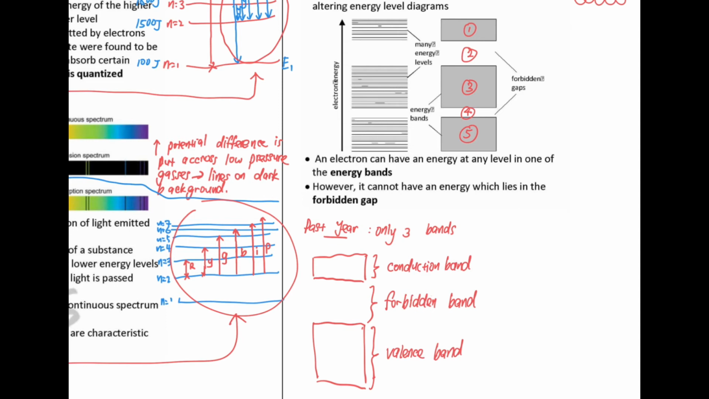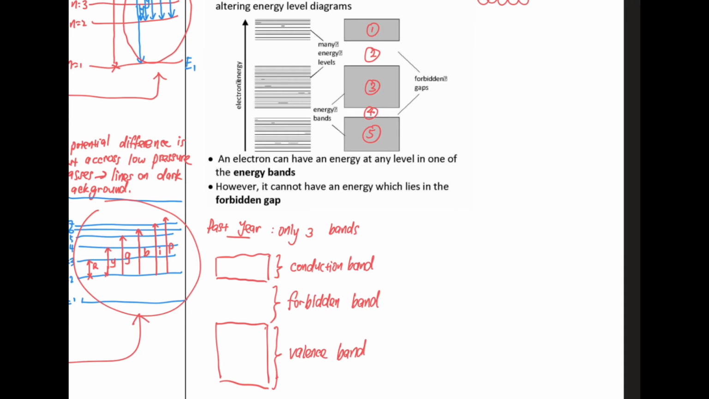The other thing is, it's not enough. This is just general, and solid itself is subdivided into three types of solids. So we need to know how their bands look. The first one is metal. For metal, their bands look like this.